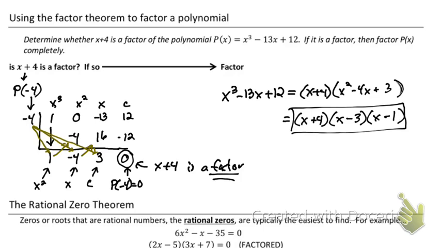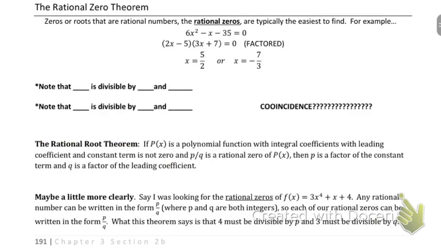All right, any questions on that? Okay, the next thing we're going to talk about is something called the rational zero theorem. So if I factor 6x squared minus x minus 35 equals 0, I can factor that into 2x minus 5, 3x plus 4 equals 0. Well, that gives us two zeros, 5 over 2 and 7 over 3. I'm not too worried about the negatives right now. What I want you to notice is our constant is 35. Note that 35 is divisible by 5 and 7.